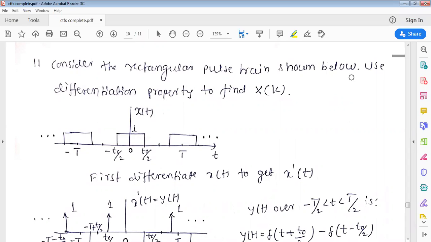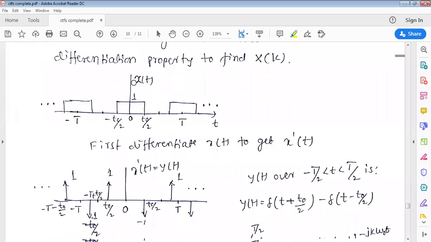Now, this is once again a rectangular pulse train shown here. So once again, use the differentiation property to evaluate X of k. So what happens? Take x of t and find the derivative. How do you find the derivative of this one? See, the derivative of this constant, when it is 1, is 0. That's what I indicated here. Derivative is 0.